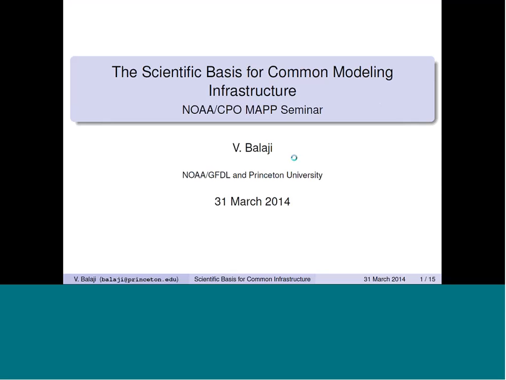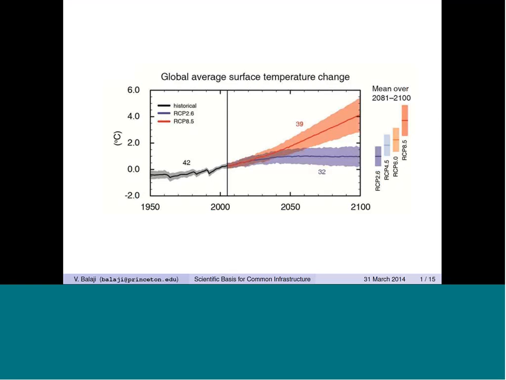Okay, thanks everybody who made it to the call. So my talk is going to be on common modeling infrastructure, and it's used in a number of different senses. So I'd like to talk about what are the scientific roots of going towards common infrastructure and what purpose it serves, and how we use it today and how we should be using it in the future.